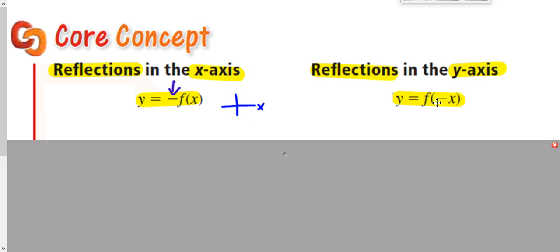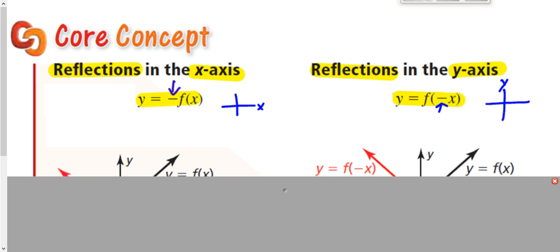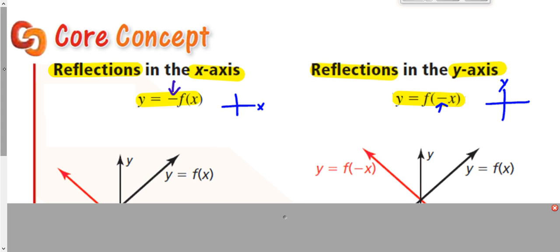Well, if I have a negative right here on the inside with an x, that's a horizontal movement. So that is going to reflect over the y-axis. If it flips this way over the y-axis, that's a horizontal movement. So on the outside, I'm reflecting over the x. The inside, I'm reflecting over the y. Okay? This kind of gives you a better view.